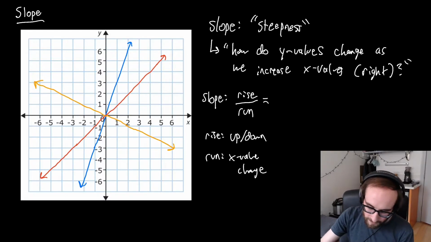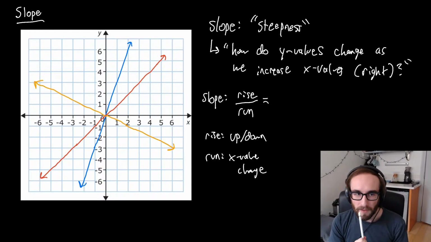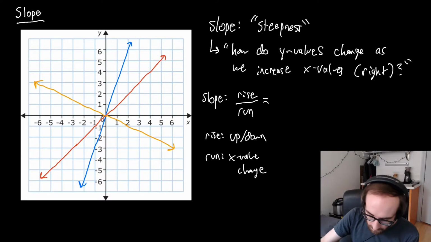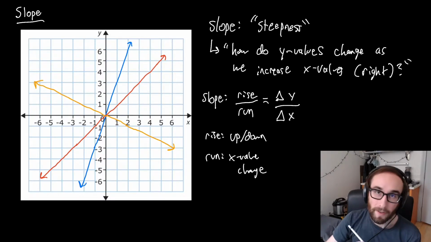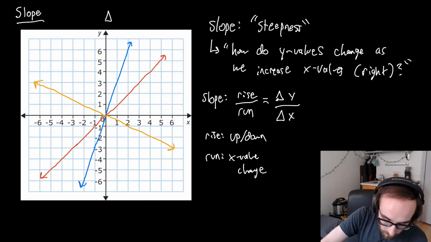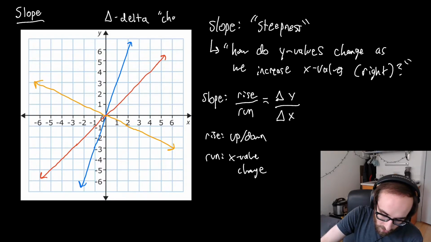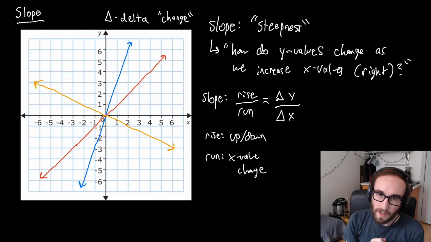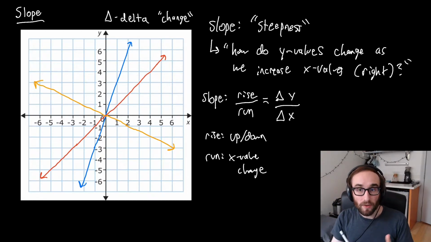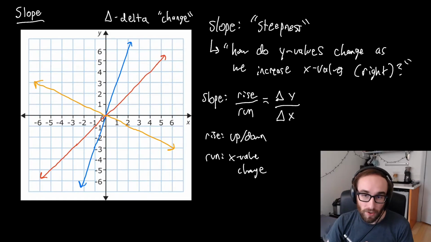And another way to write this, which you might have seen in some Desmos activities, is we have a triangle y divided by triangle x. So this triangle is actually a Greek letter delta, and it stands for change in. You'll see this in other classes like physics, other science classes. Triangle or delta means change in, so the change in y divided by the change in x. So how much do our y values change as our x values change?